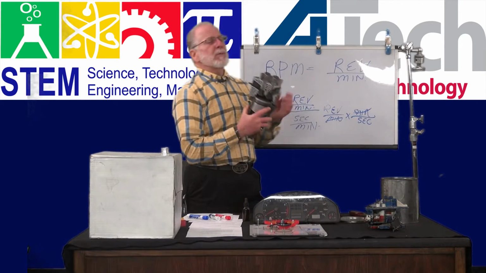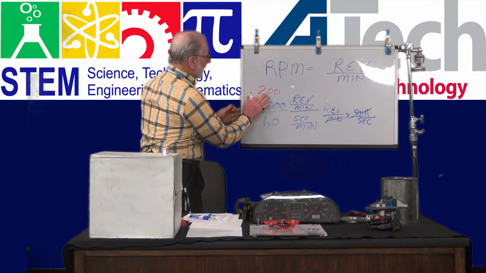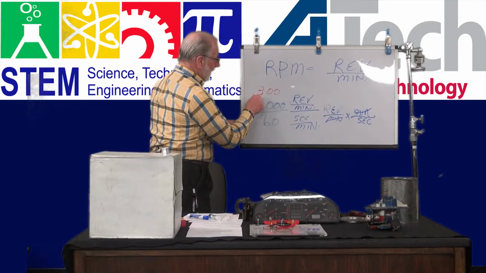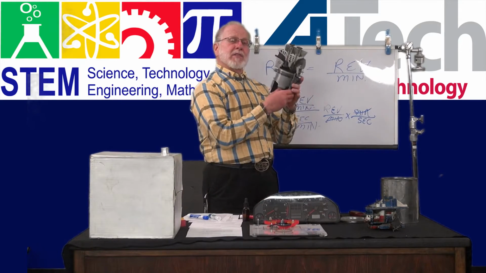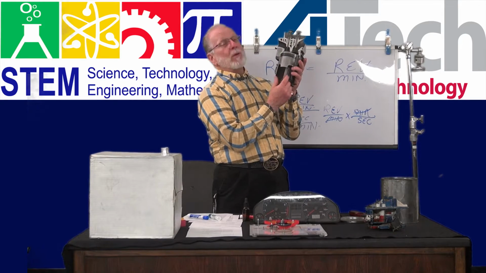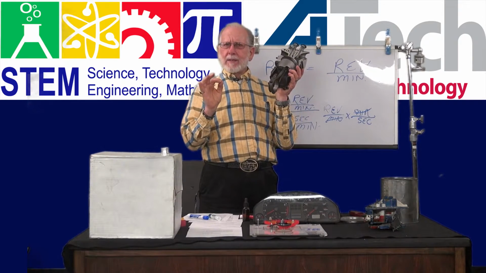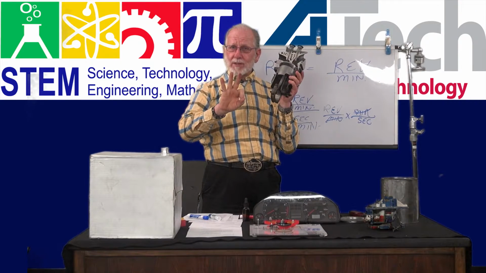18,000 revolutions per minute. All right, so at 18,000 revolutions per minute, how many revolutions per second is that? It's 300 revolutions per second. So in the amount of time it takes me to do one revolution, one-thousand-one, a Formula One engine has done 300 revolutions. It's like, wow.